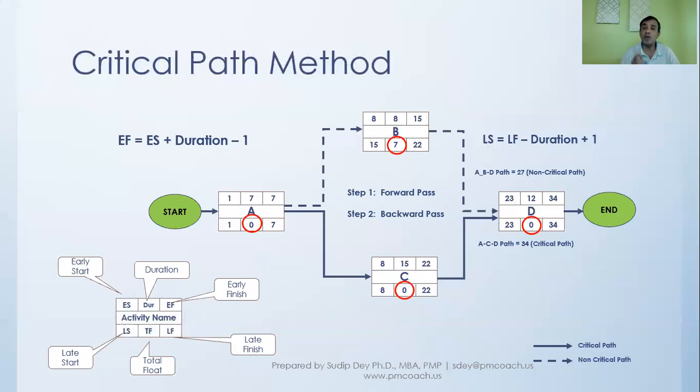If C is delayed even by 1 day, the project will shift by 1 day, end date. Similarly for A, similarly for D. But if the activity B gets delayed by 2 days, there will be no impact on the final date of the project. It will still be in 34 days. So what will happen? It starts on day 8 and it finishes on day 15. Instead of finishing on day 15, sorry, it will finish on day 17.